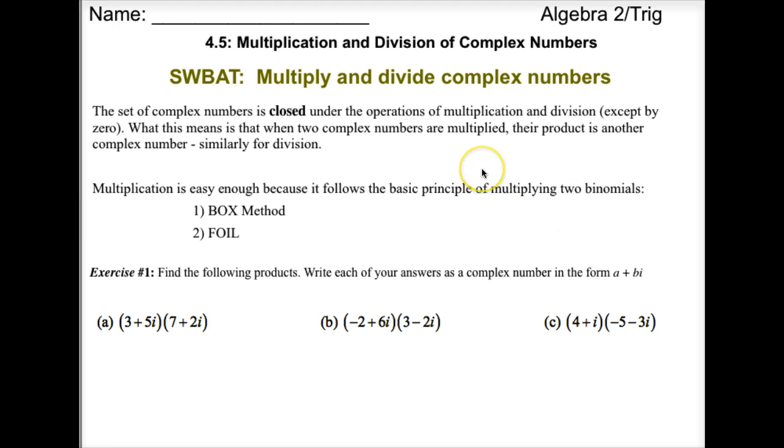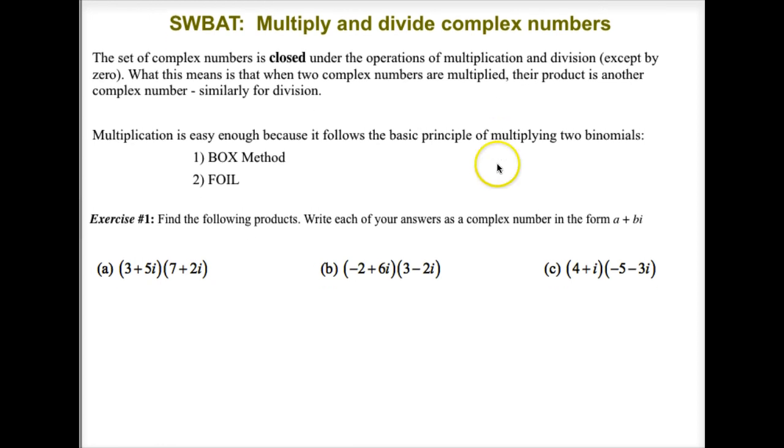Complex numbers, however, are a little bit more complex when we're multiplying and dividing. The set of complex numbers is always closed under the operations of multiplication and division, except by zero. All that means is that when two complex numbers are multiplied, their product is another complex number. And it's similar for division.